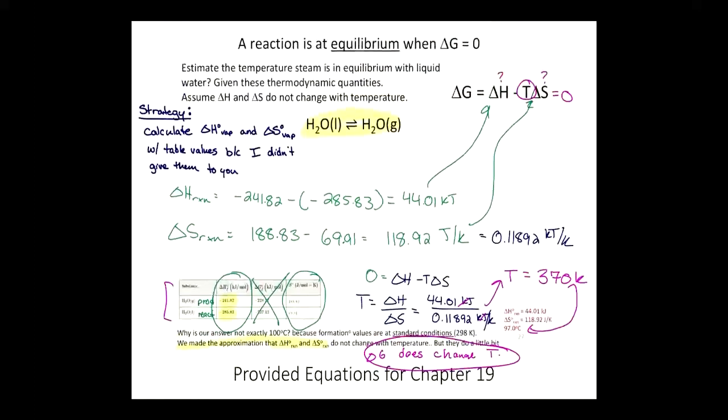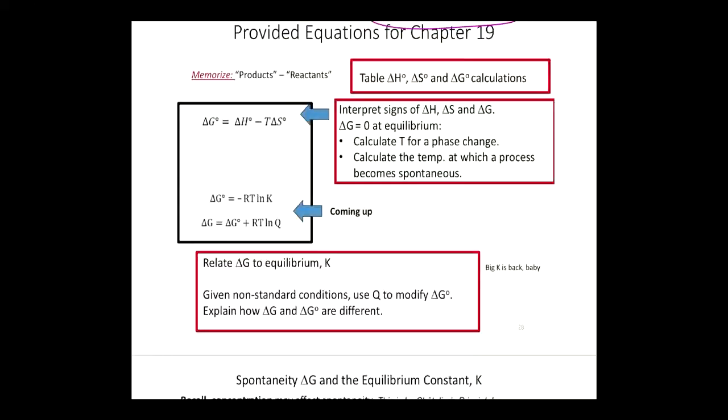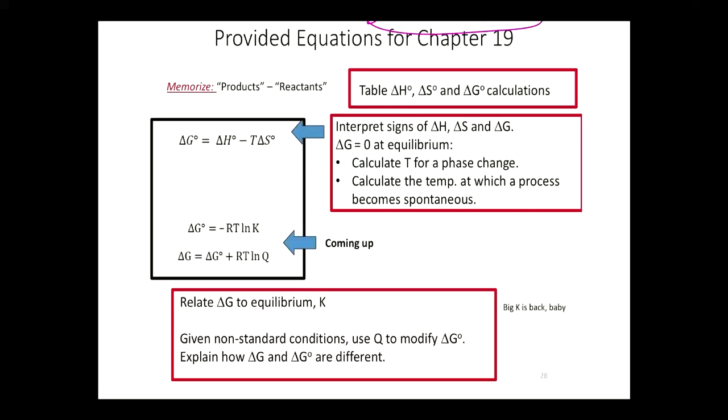Just summarizing all the equations we've used so far. Do memorize products minus reactants. I'm not going to give you that equation. Know that if I give you those table values, formation values, you can figure out the enthalpy change or entropy change for a reaction simply by doing products minus reactants. We looked at how we relate Gibbs free energy to enthalpy and entropy changes and temperature. And then coming up, we're now going to talk about how Gibbs free energy relates to K, big K. So big K is coming back.